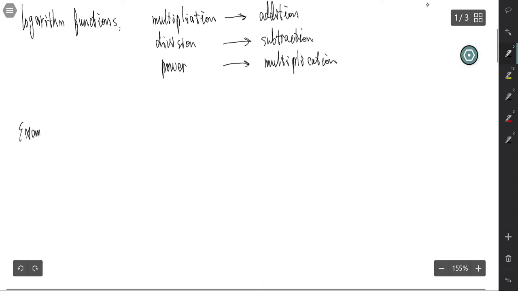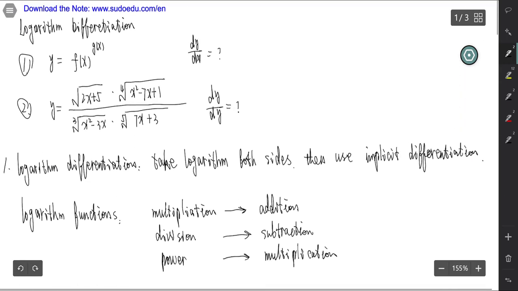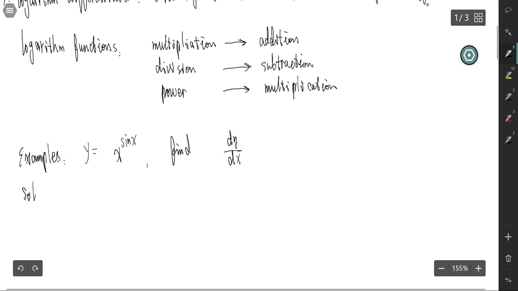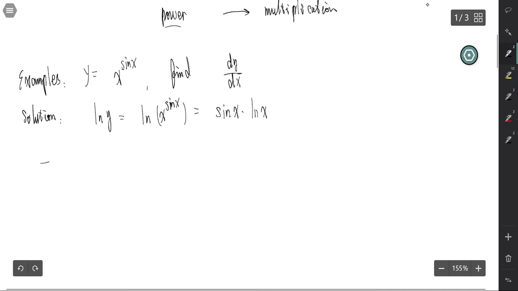Now, let's take some examples. y equals x to the sine x. Find dy over dx. This function is the first type. So we take the logarithm on both sides. That is log y equals log x to the sine x. But the logarithm has a property that transforms the power to multiplication. It changes to sine x times log x. Then use implicit differentiation.